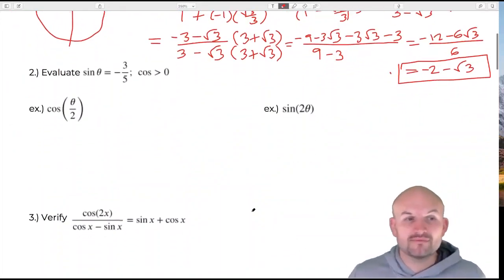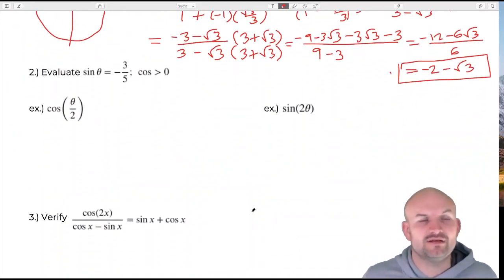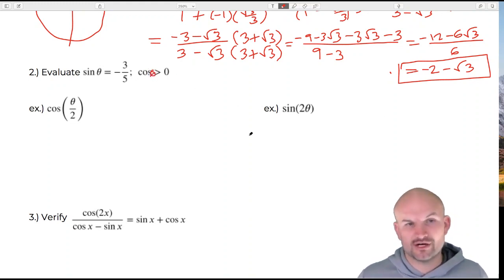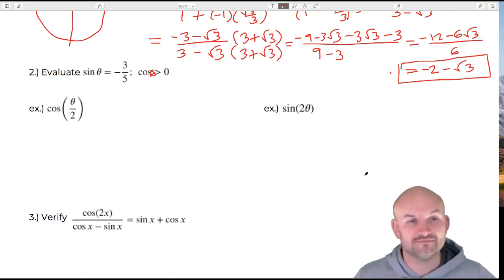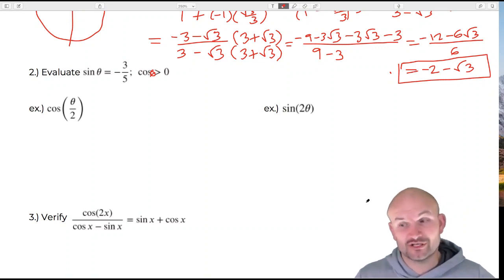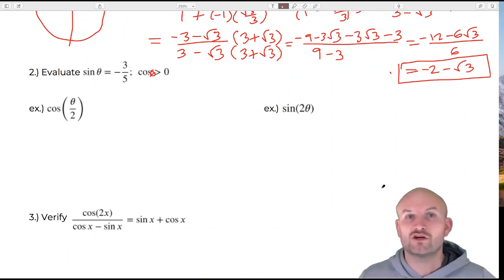For the next example, evaluate the sine of theta equals negative 3/5, where cosine of theta, forgot to fix that, is greater than 0. So in this problem, we needed to create a triangle. And we need to determine not just any triangle, we need to determine a triangle that is in the correct quadrant. So sine is negative.